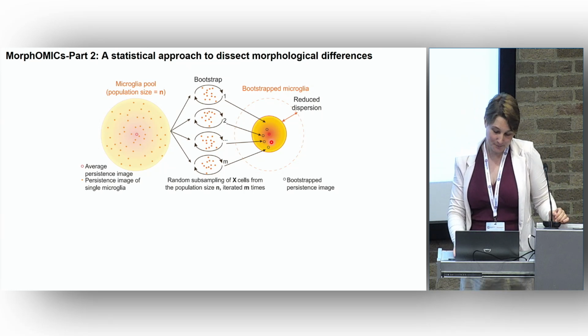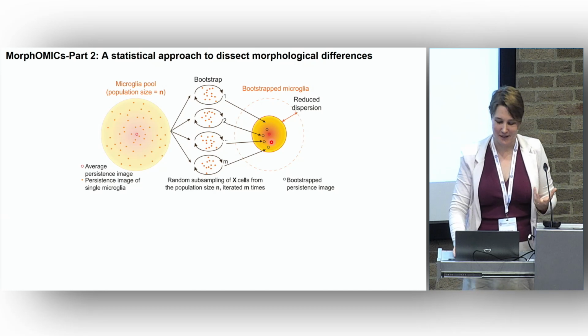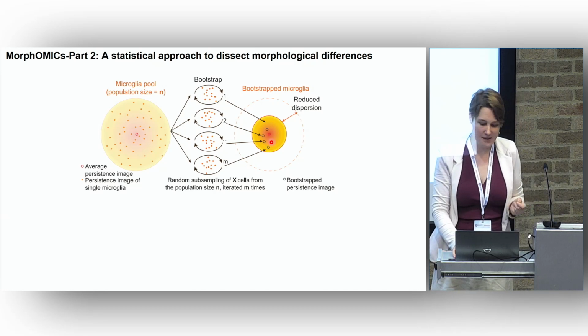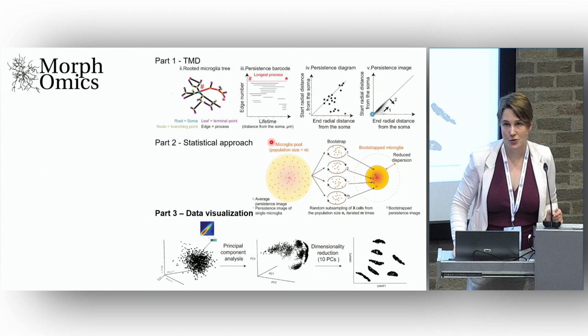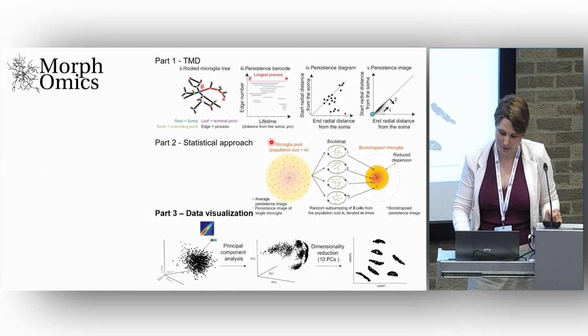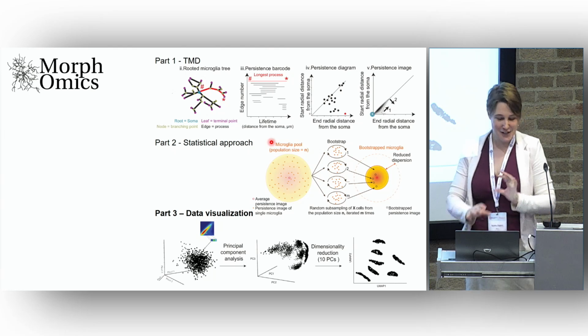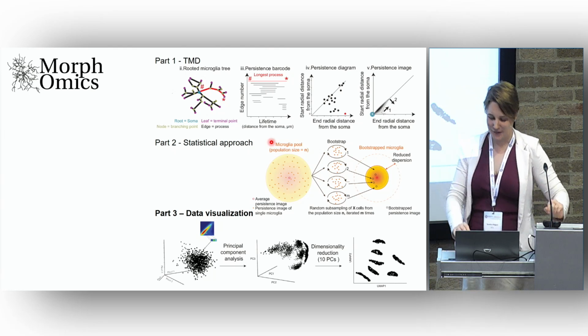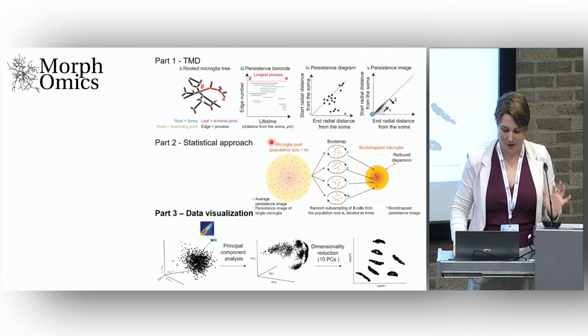And then finally, to represent the data in a way that is intuitive to understand, we used data visualization strategies, which we have already heard about today, the UMAP presentation. This whole structure we call morphomics, with the three parts.